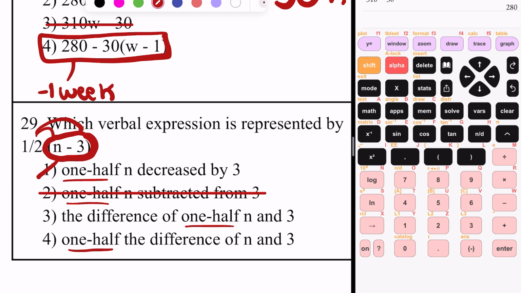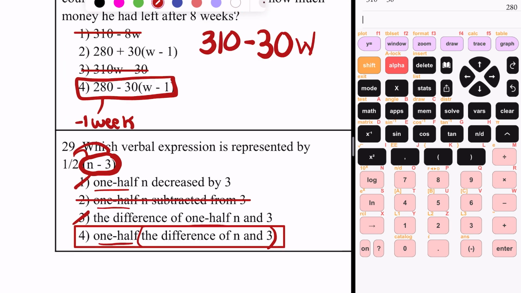2 says the difference of 1/2 n and 3. That's not good because now you're only doing 1/2 of n. You also need to do 1/2 of 3. But 4 is saying 1/2 of the difference of n and 3. So this is saying 1/2, then the difference of n and 3. Choice 4 is good.